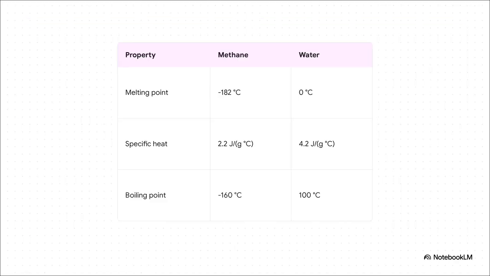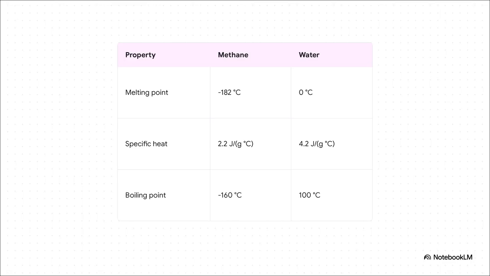Okay, check this out. If you really want to see how powerful polarity is, just compare water to methane. They're about the same size, but methane is nonpolar. Now look at the boiling point. Water boils at 100 degrees Celsius, right? Methane boils at minus 160 degrees. That is a massive difference.